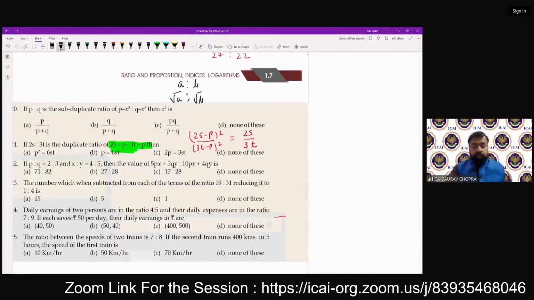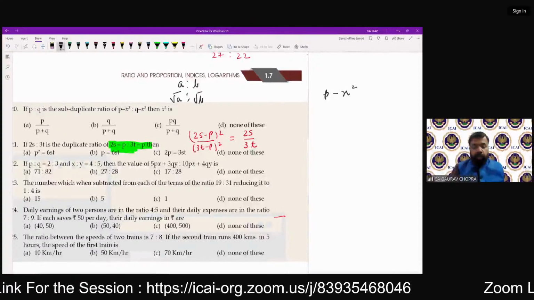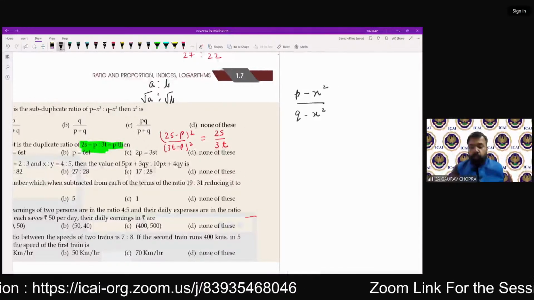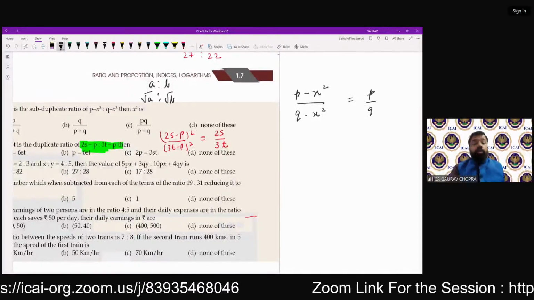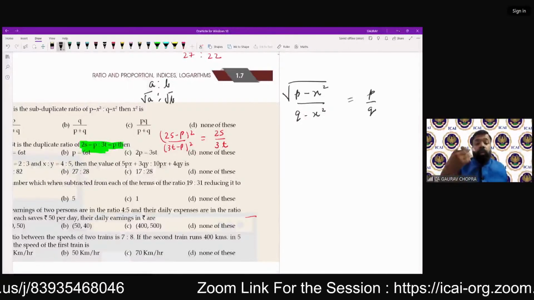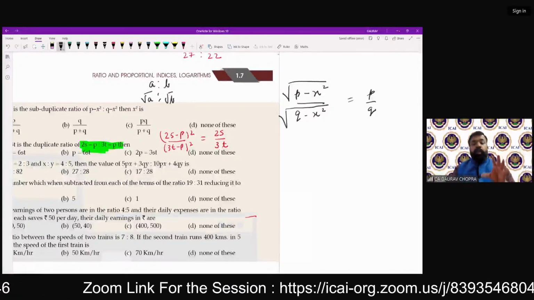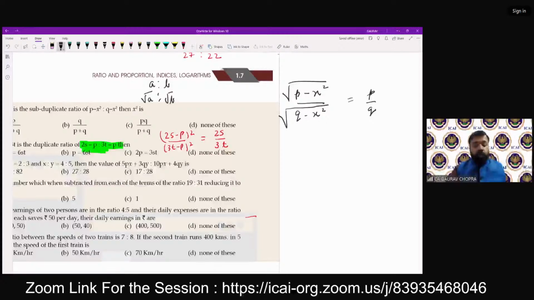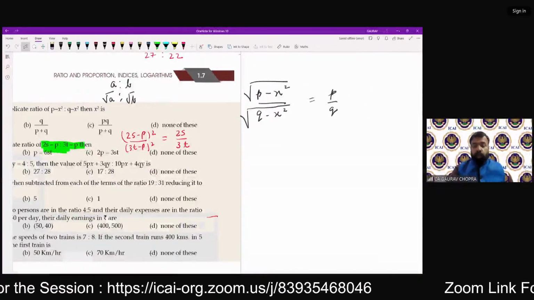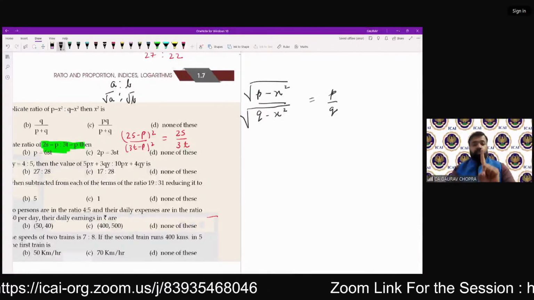Now the question is saying the subduplicate ratio of p minus x square and q minus x square is p is to q. That means you can write p by q. So for this you have to make it root of p minus x square. हमने square root क्यों लगाया है? Because the question is talking about subduplicate ratio. जो भी आपका ओरिजिनल रेशियो है उसका स्क्वायर रूट करेंगे, that is known as subduplicate ratio. So the subduplicate ratio is equal to p is to q, and you are writing p by q. So this is the first step.